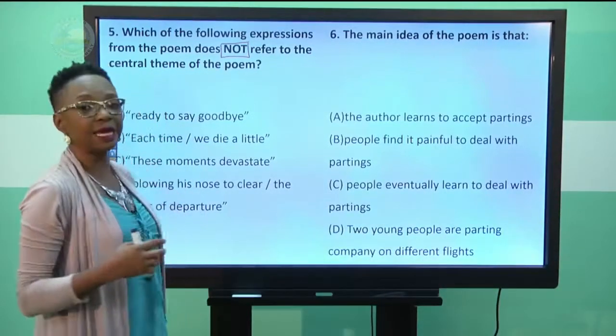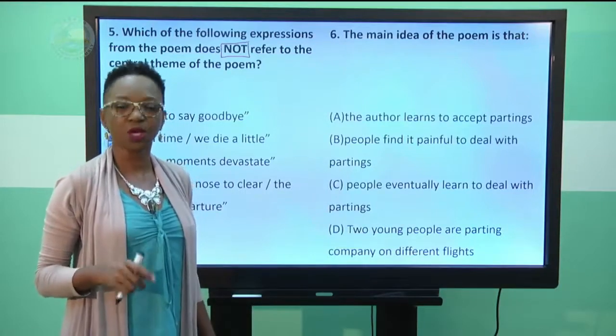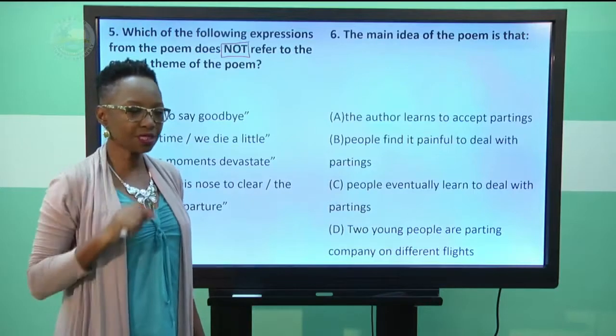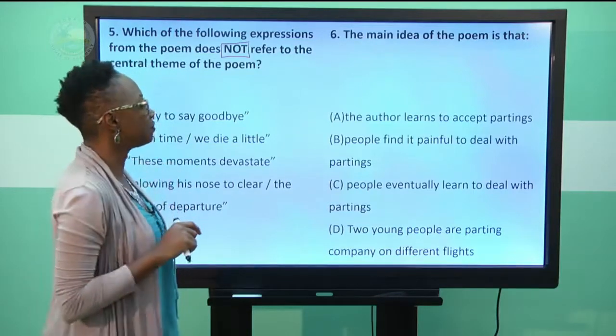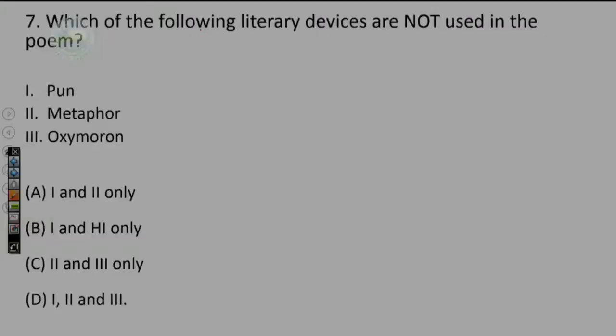The main idea is a type of summary of what this entire passage is about. So when you've heard the reading the first time, listen out the second time to confirm what is the main idea. And then question 7 says, which of the following literary devices are not used in the poem?